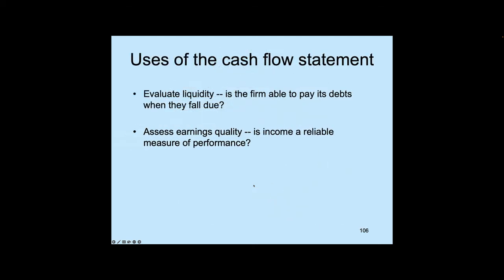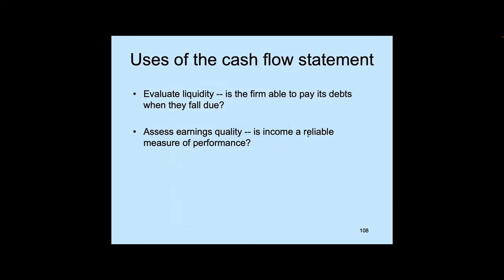We can assess our earnings quality. Is income a reliable measure of performance? Some financial statements are not very good, but here's a company that has $28,000 in income that's supported by $192,000 of cash from operations. Those $28,000 of earnings are pretty high quality earnings. So you can say, yeah, the income is probably a pretty good measure of performance that year.